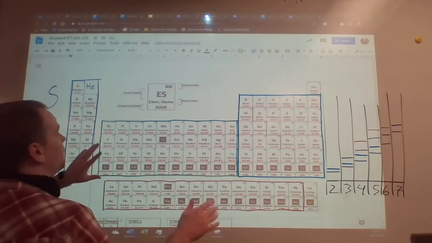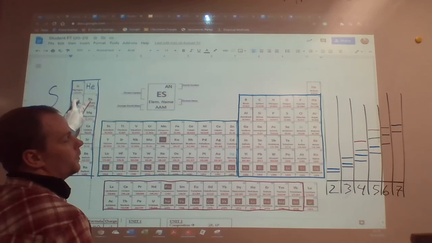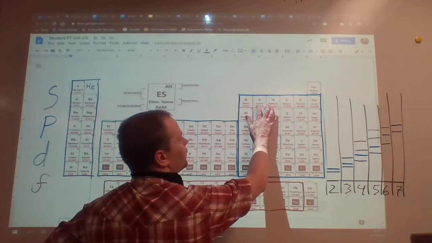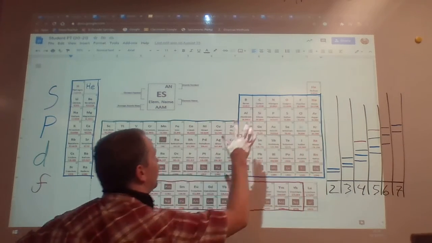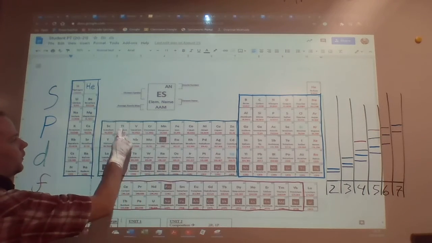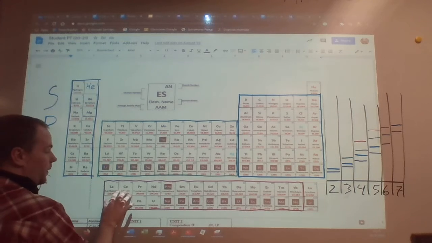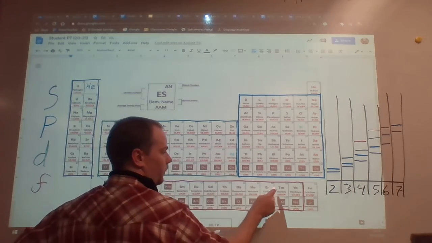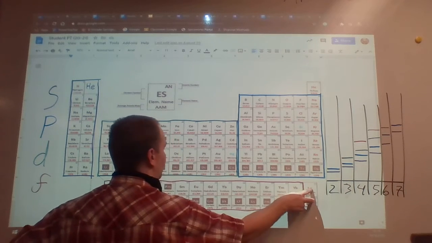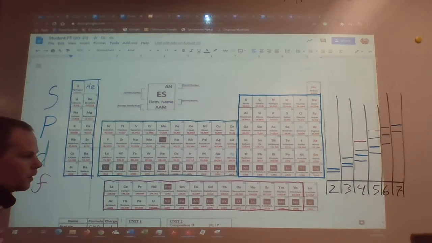Now, notice again, the S block, which can hold 2 electrons, is 2 elements wide. The P block, which can hold 6 electrons, is 6 elements wide. The D is 10, 1, 2, 3, 4, 5, 6, 7, 8, 9, 10. And the F is 14, 1, 2, 3, 4, 5, 6, 7, 8, 9, 10, 11, 12, 13, 14. And these 2 are here, part of the transition metals, part of the D block.